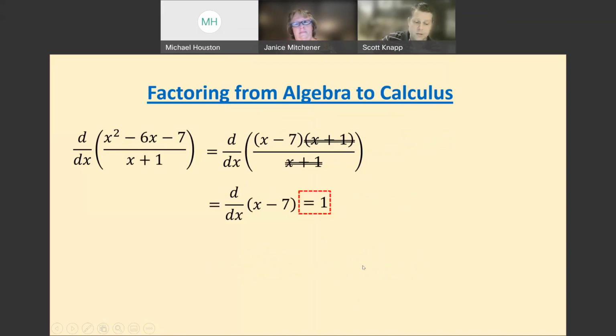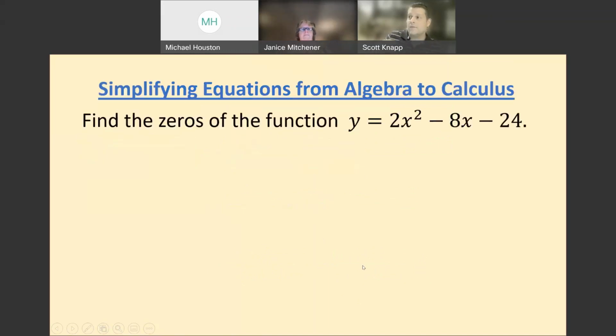Okay, so those are some examples of factoring and why that establishment of equivalence is so important, and again, from those 3 different views: graphically, numerically, and algebraically. Okay, I want to switch gears here now and talk a little bit about something somewhat related, but in a little bit of a different context, and that's simplifying equations from algebra to calculus.